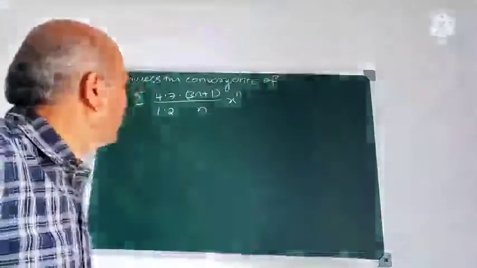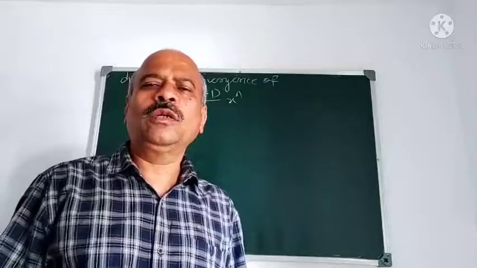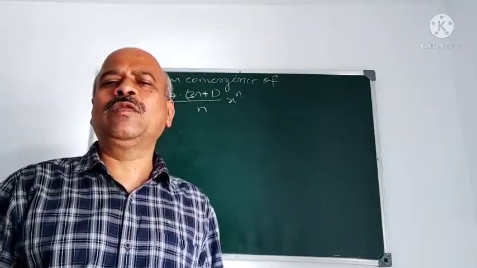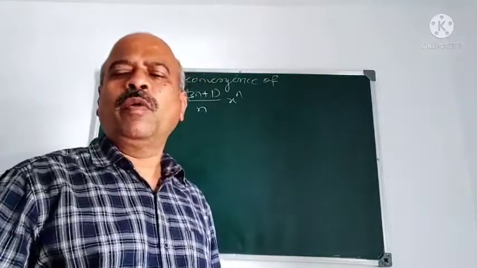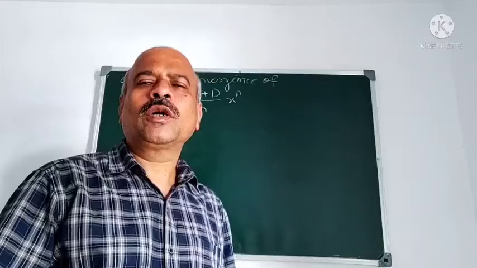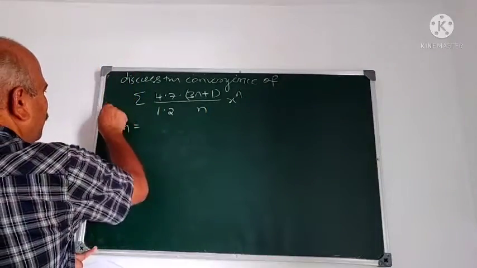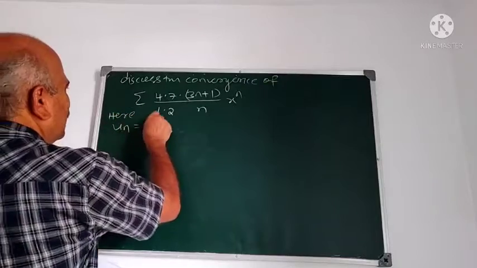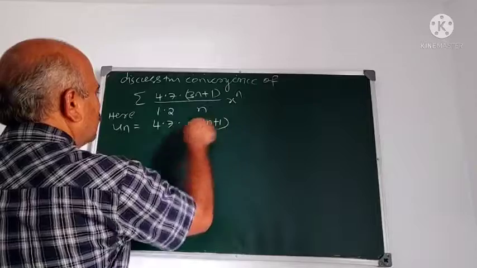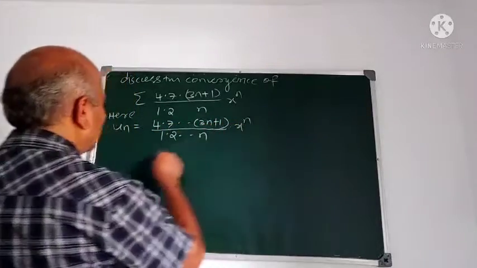First, for this type of series, where the nth term is a ratio, we apply the ratio test. Suppose the nth term involves powers, that is raised to n, root n, and so on. In that case we use Cauchy's root test. Now what is un here? Let un be 4, 7, etc. into 3n plus 1 upon 1, 2, etc. into n, x raised to n.